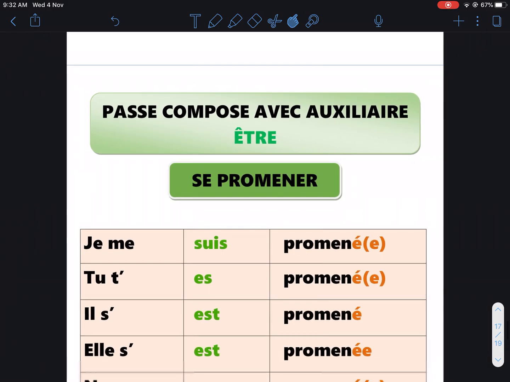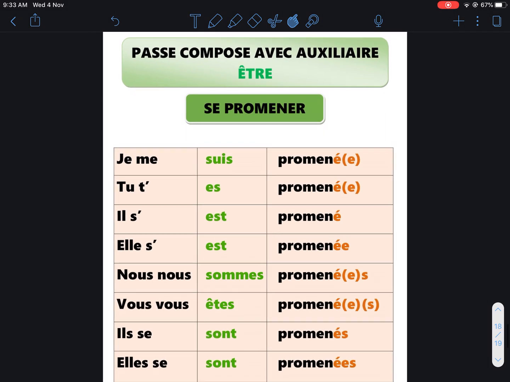So here you have passé composé with auxiliary être as well, but it is unique because it is for the verb pronominal. Verb pronominal is what? When you have a verb constructed with se. Se promener means to go for a walk. The last verb shown here is the verb pronominal, which is also using auxiliary être with the endings that we have just seen earlier for both genders and quantity. Masculin, féminin, singulier, pluriel: male, female, singular, plural. So here we have the verb pronominal.